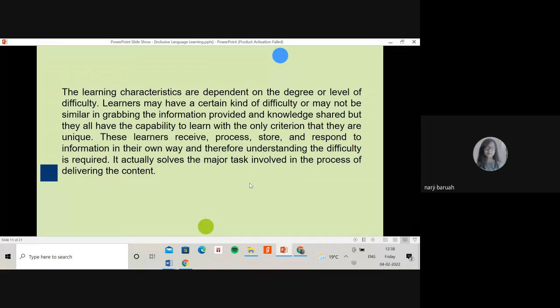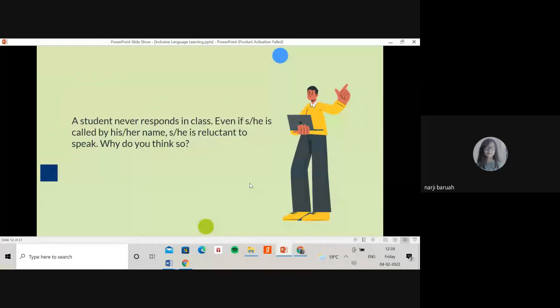That is what we need to understand in an inclusive classroom. We have to understand the learners instead of expecting them to come to us. We should go to them. It actually solves the major task involved in the process of delivering the content if we know the learning characteristics of the students. Now, suppose there is a student who never responds in class. Even if she or he is called out by his or her name, she is reluctant to speak. She never speaks, or he never speaks in the class.